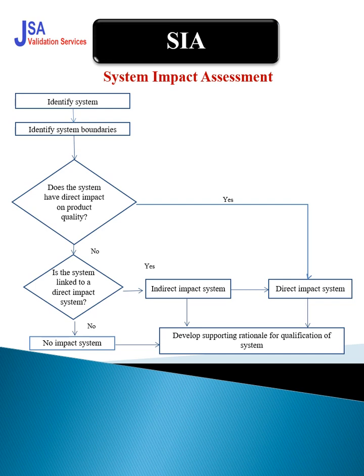Then you have to develop the supporting rationale for the qualification of the system. Now, which approach are you going to apply? Suppose it is a no impact system, then you go simply for the asset number and commissioning report, that is sufficient. No need to do the calibrations of the components and everything. If it is an indirect impact system, then you can go for IQ, but depending upon the criticality, you can also do PQ. And if it is a direct impact system, then by default you have to follow the full approach.